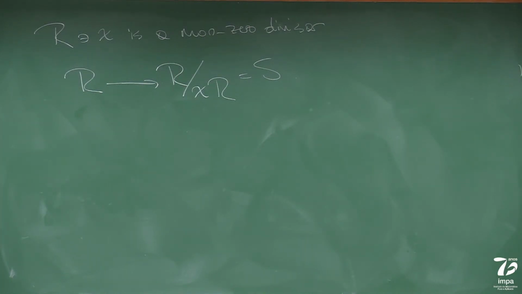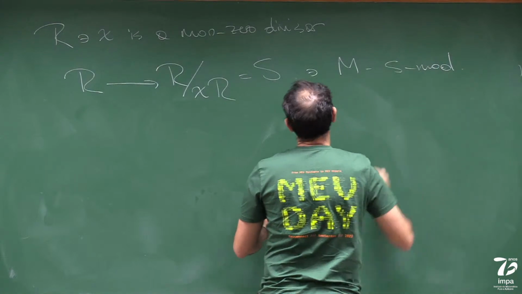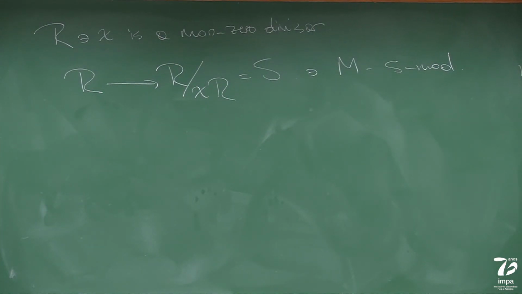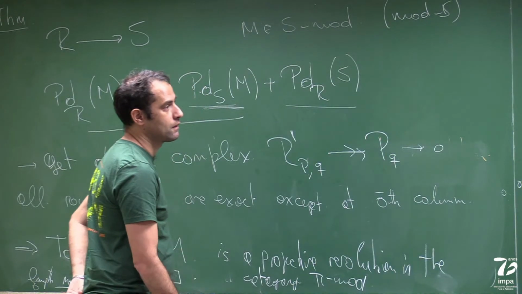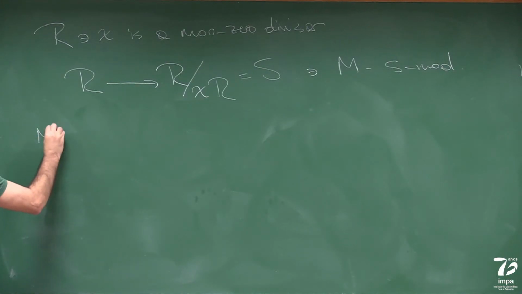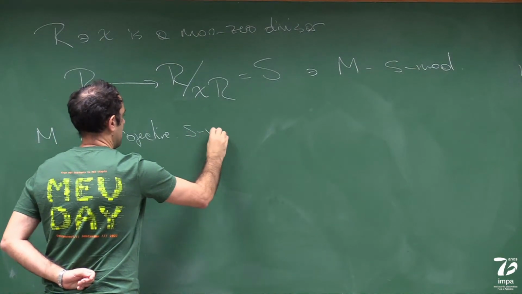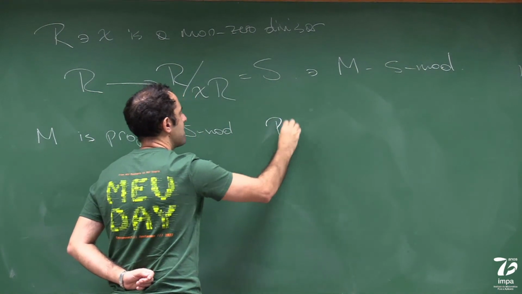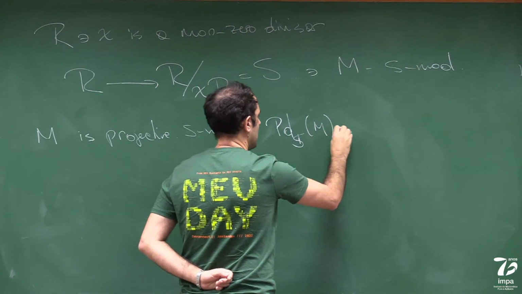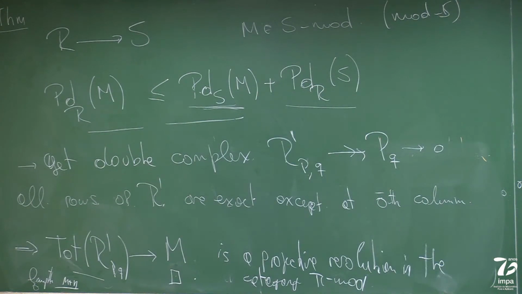Okay, so let's take a module. Let's look at the theorem where I take a module here. M is an S module. So I want to understand what this theorem is saying in that case. Okay? So let's suppose that M is projective as an S module. So this means that the projective dimension of M as an S module is equal to 0. So that's the first summand there, which is equal to 0.